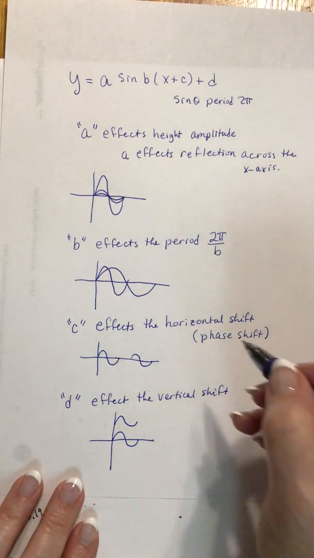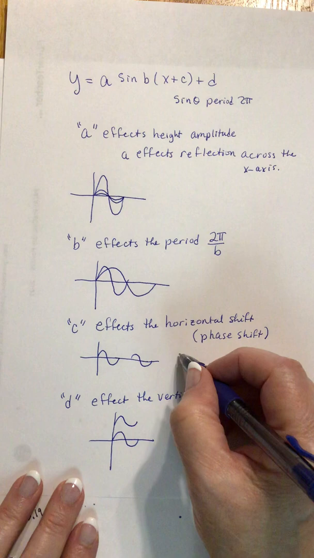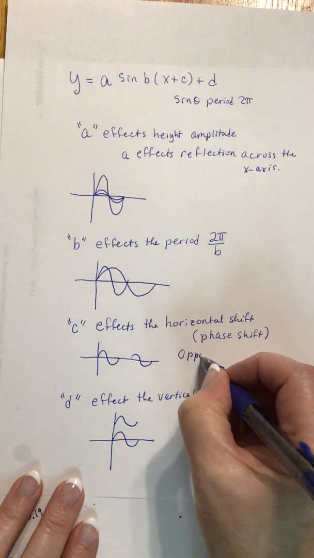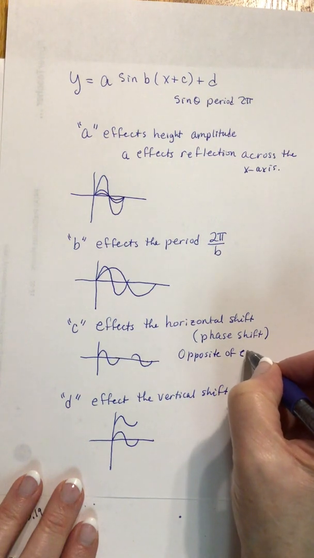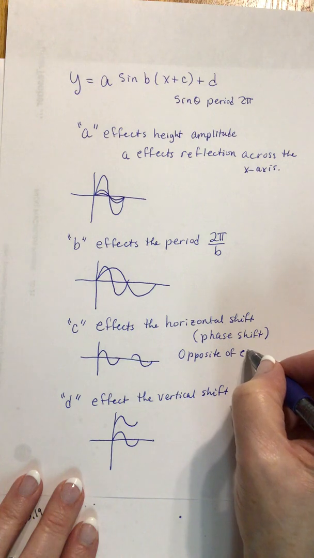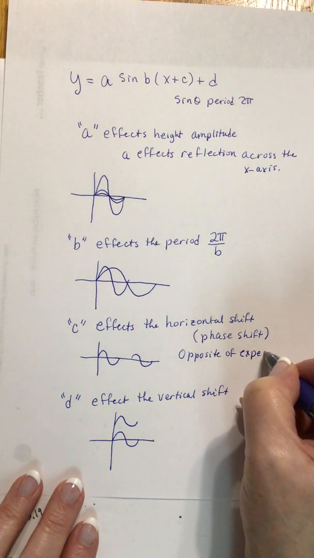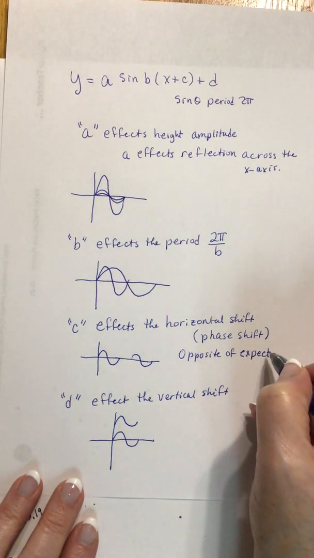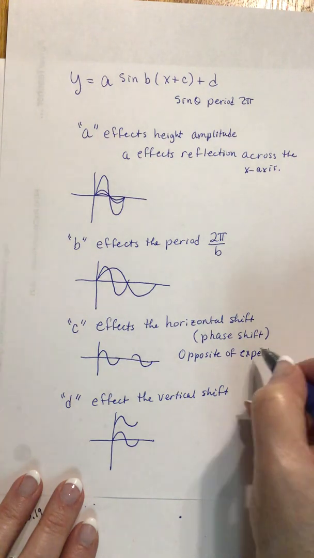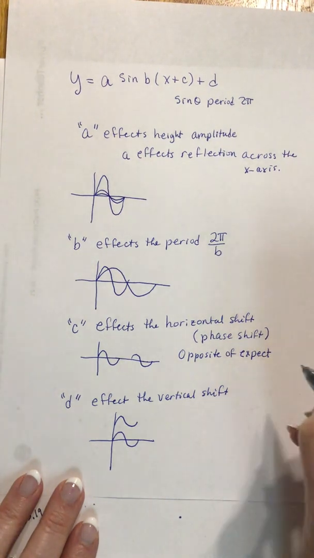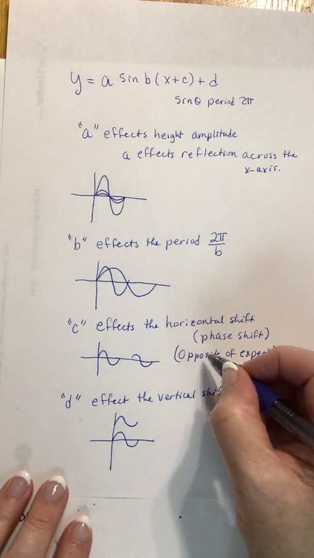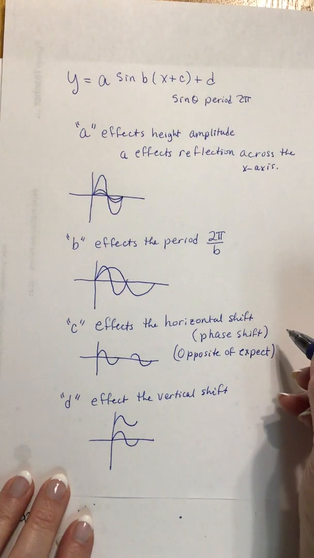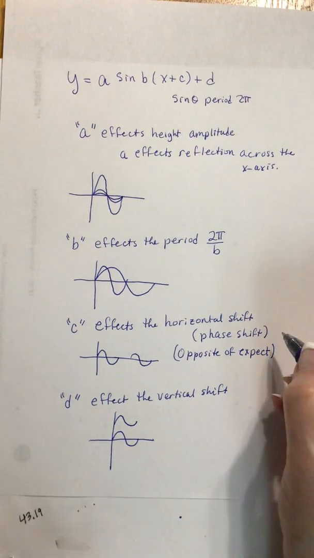Now, one of the things we want to talk about with horizontal shift is it's the opposite from what you would expect. When you expect it to go up or down, or left or right, we think that if it's positive, it'd go to the right. If it's negative, it'd go to the left. So it's opposite of what you would expect. And I'll show you that in a second when it has some numbers. So everybody get these down first.